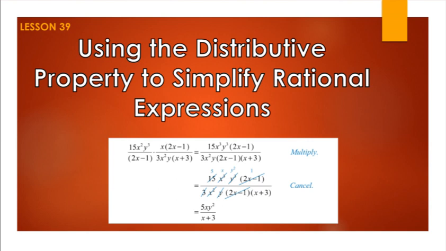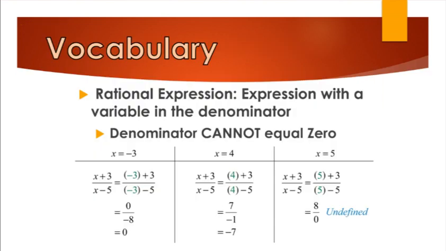Lesson 39, using the distributive property to simplify rational expressions. First off, what's a rational expression? It's just an expression with a variable in the denominator. And remember, the denominator cannot equal 0. If it does equal 0, then it's undefined because we can never divide by 0.